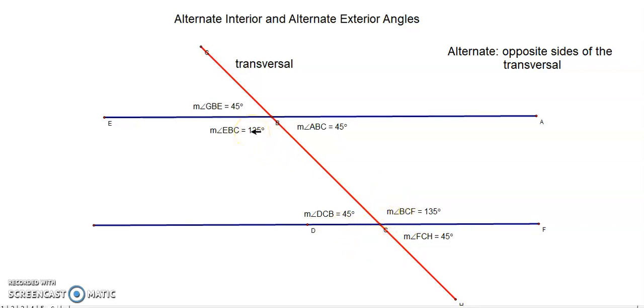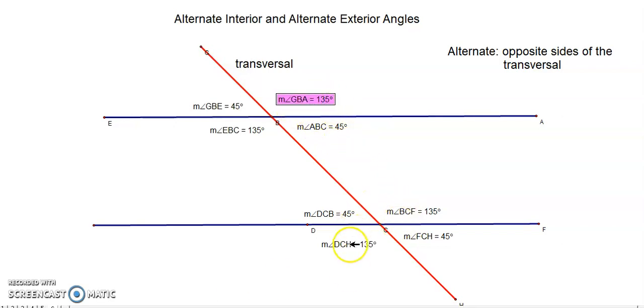Also, we can think about it as this one and this one, these are corresponding. This one's going to be corresponding because they're on the same side of the transversal. They're corresponding, so this will be 135. So with this one, 135 over here and 135 over here, these two are corresponding.